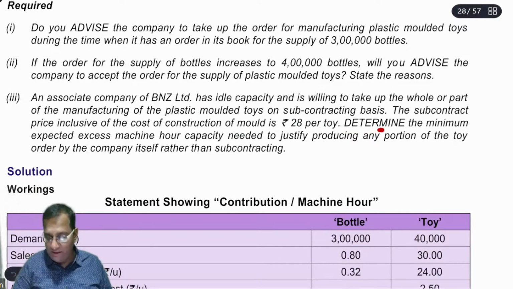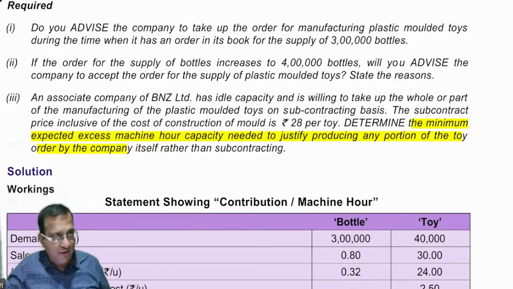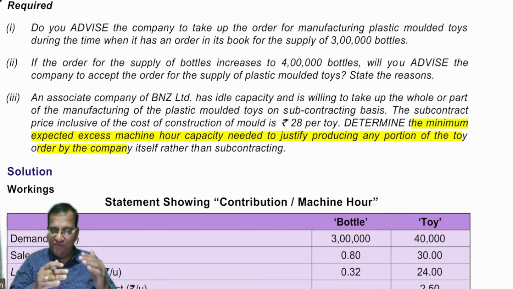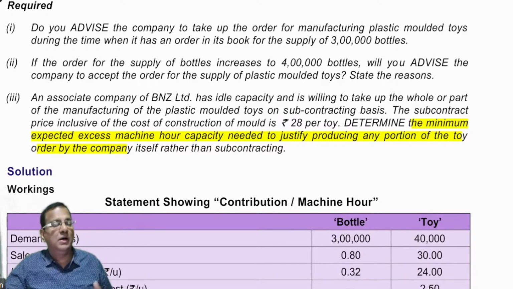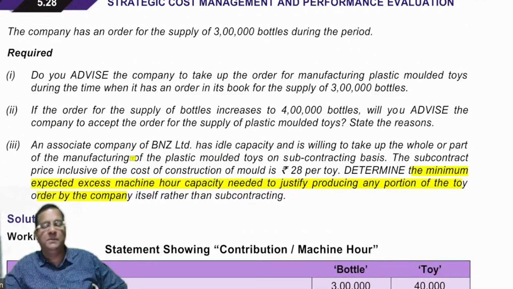Determine, this is very, very important: determine the minimum expected excess machine hour capacity needed to justify any portion of the toy order by the company. What is the minimum idle capacity we should have so that we can do manufacturing in those hours? If the capacity is less than that, it is better to subcontract the complete order. This is a super point, number 3.